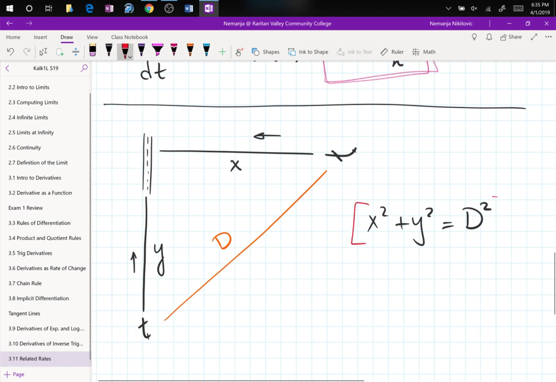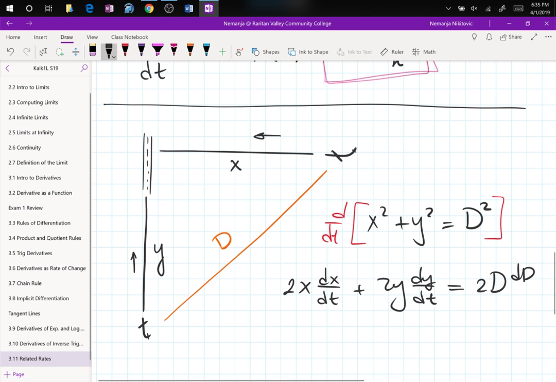We can differentiate that one in time, and we get 2x dx/dt plus 2y dy/dt equals 2D dD/dt. And then all of these 2's drop. You divide both sides by 2. So looking at this, right?